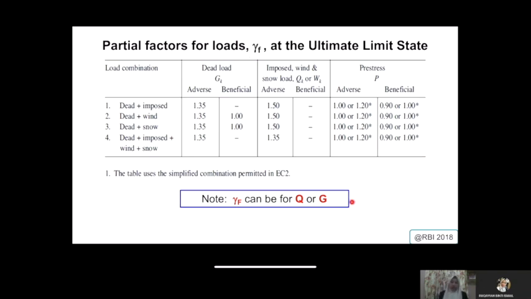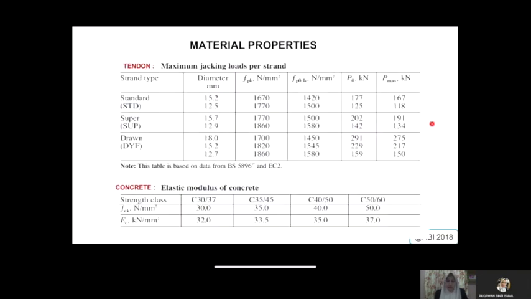The table uses the simplified combination permitted in EC2, where you have gamma F for imposed load and also for dead load. So that was the general for the loading, or for the actions, as we call it in Eurocode.